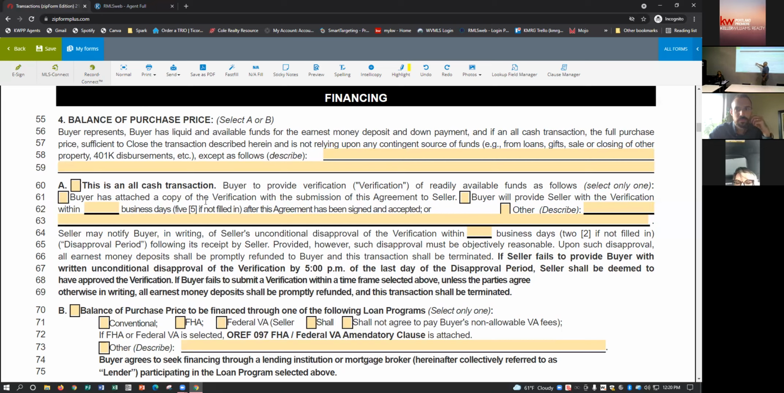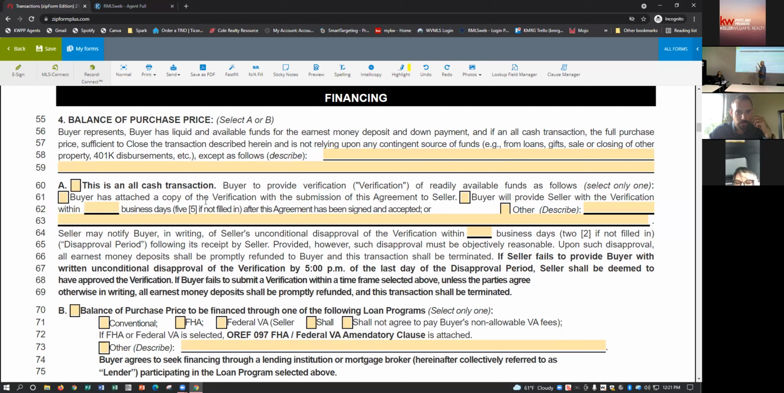But down here, it says seller may notify buyer in writing of seller's unconditional disapproval of the verification within blank business days. It's two if not filled in. They call it the disapproval period, following its receipt by seller, provided, however, such disapproval must be objectively reasonable. So if the seller doesn't like the proof of funds, and they aren't objectively reasonable, the seller can back out. It's the only term in this whole agreement that allows the seller to back out.